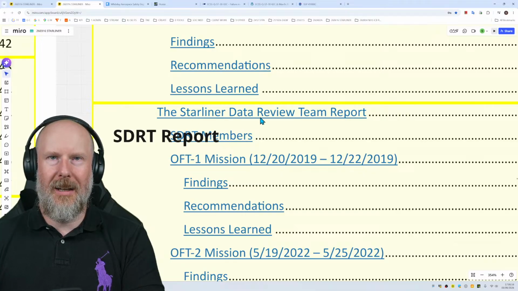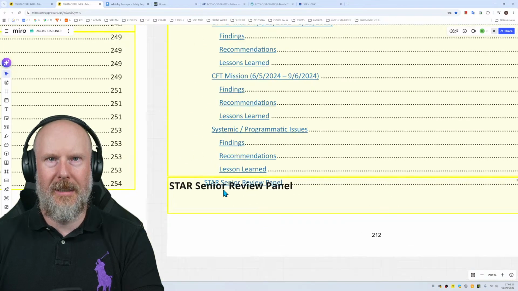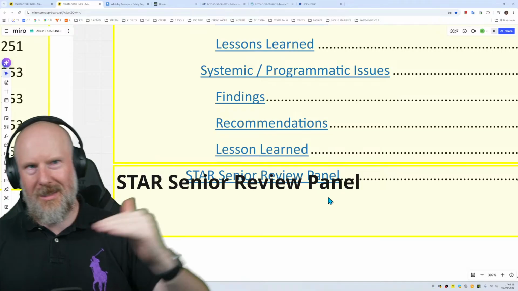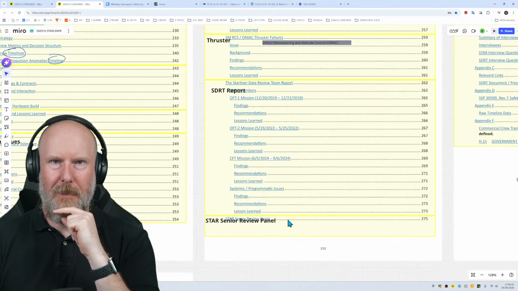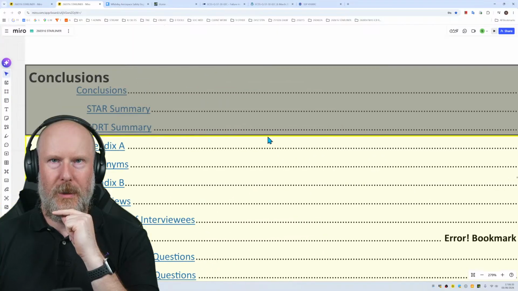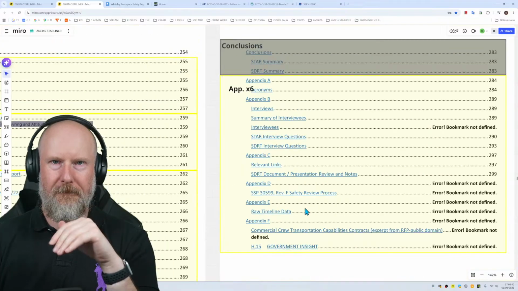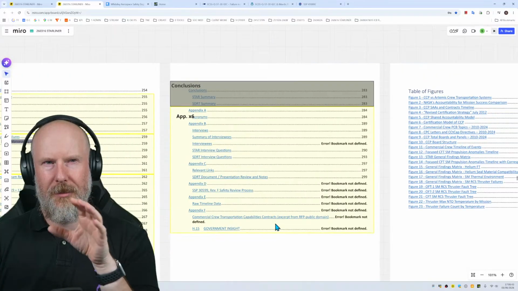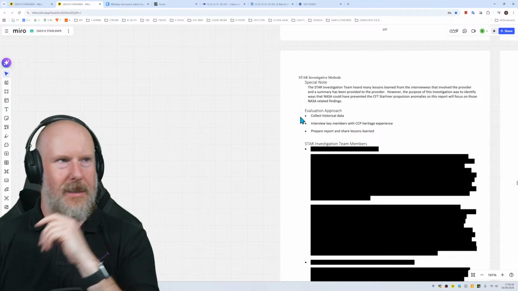Then we've got the Starliner data review team report, which is quite large, quite a lot in there. Then we've got the STAR Senior Review Panel. So in addition to the STAR review, there is a Senior Review Panel above them as well, made of senior members, and they've made a small contribution to this report. Then the conclusion section, which is interesting. It's only one page. And then the appendices with various stuff in it. So this is about 105 pages, I think it is. So we will try to get through this as quickly as we can. There we go. So let's get to the beginning then.